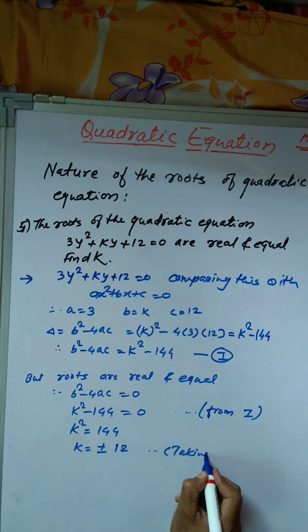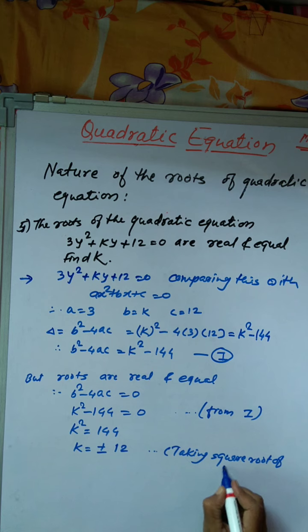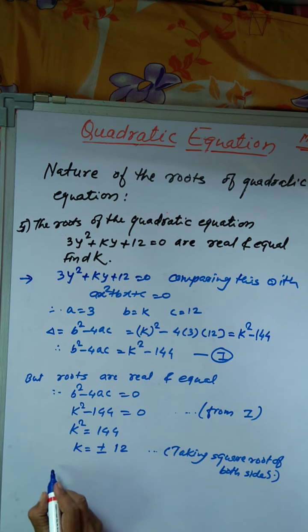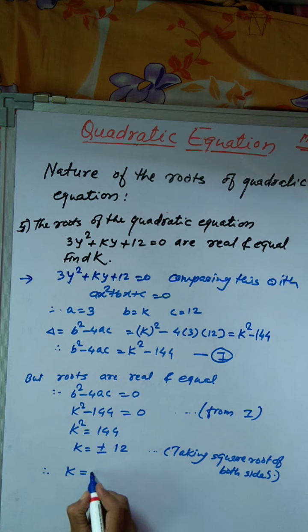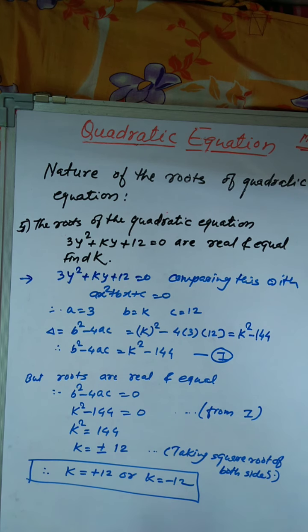Hence, the value of k is equal to plus 12 or k is equal to minus 12, that is our final answer. Now we see the relation between the coefficients and the roots of the quadratic equation.